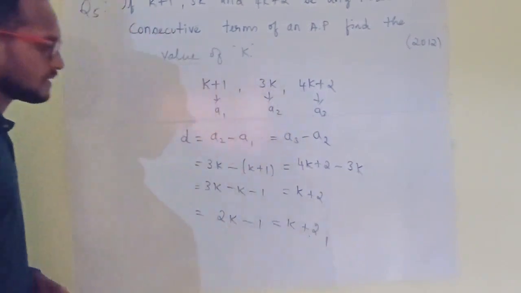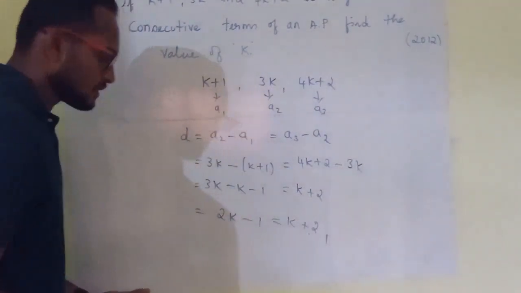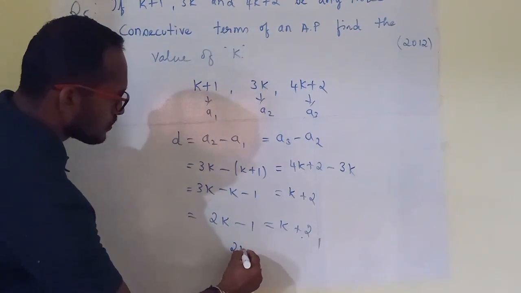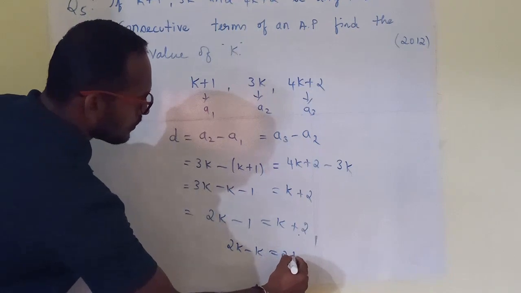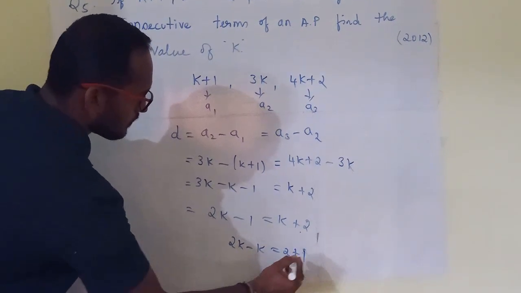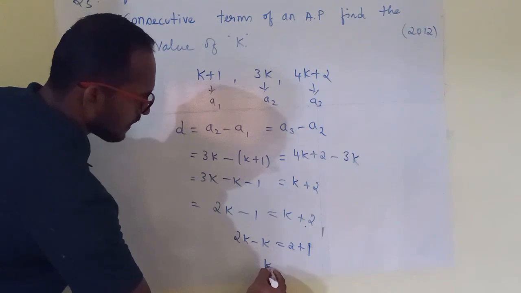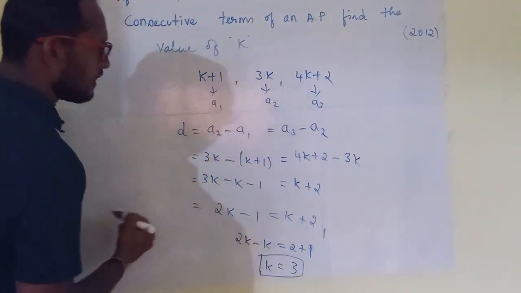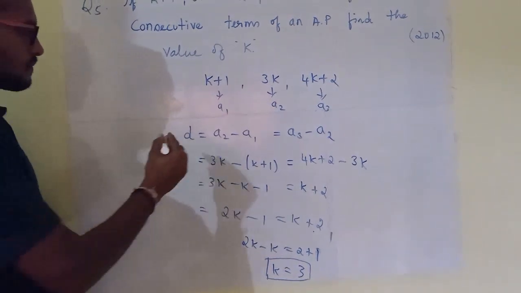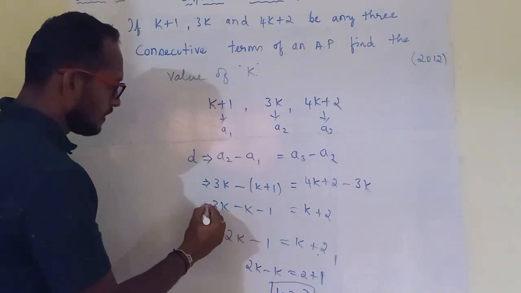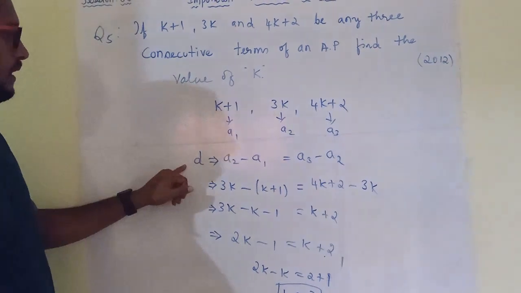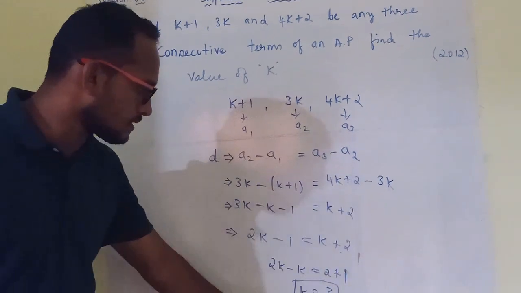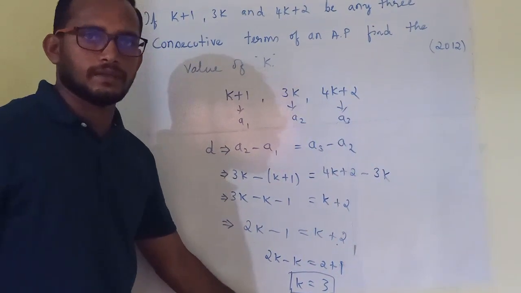Since the common differences are the same, we can simplify these two expressions together. Now take k to this side and minus 1 to the other side. It becomes 2k minus k is equal to 2 plus 1. 2k minus k is just k, and 2 plus 1 is 3. Therefore, the value of k is equal to 3. Because of D, you have generated these two equations. You equate them, and you get k equal to 3.